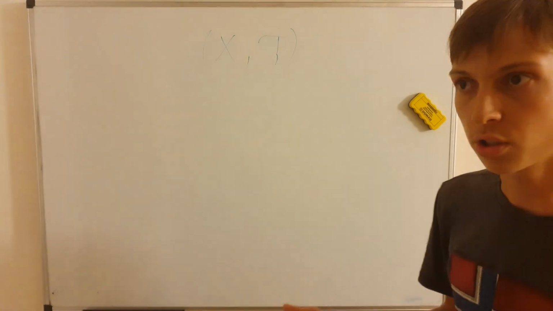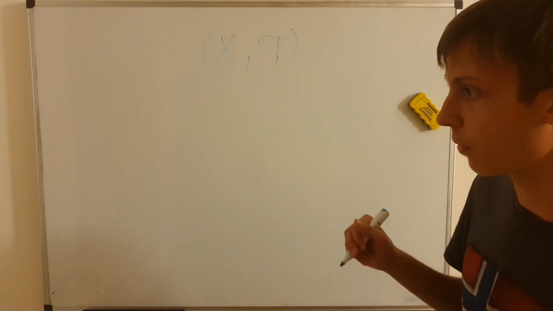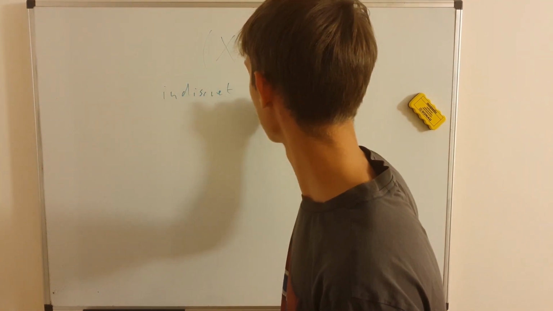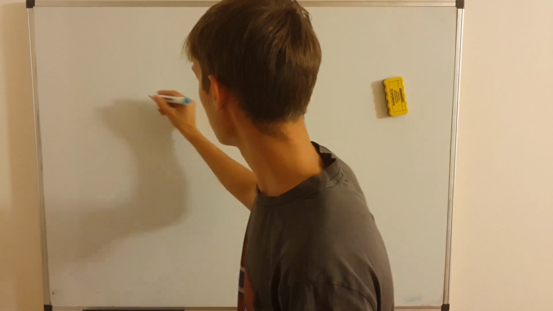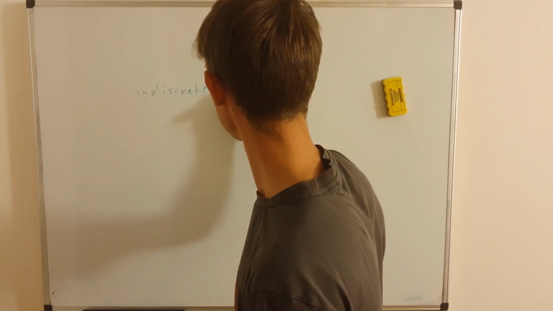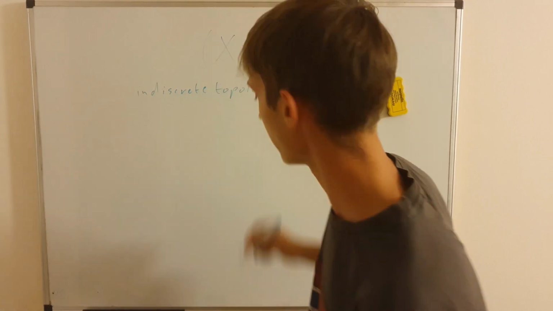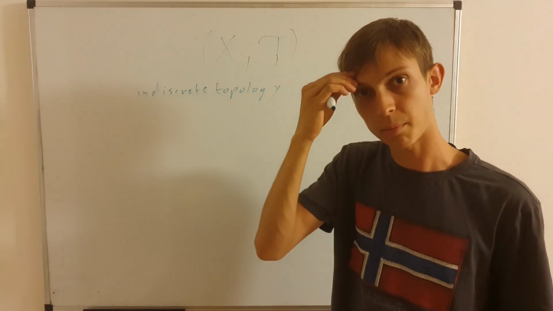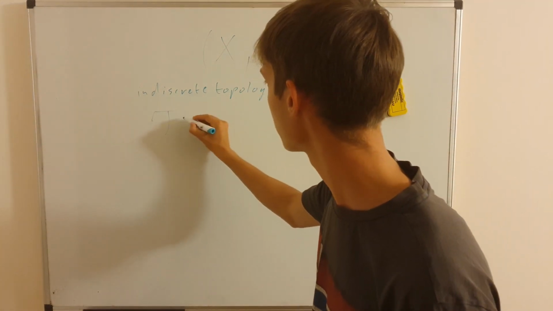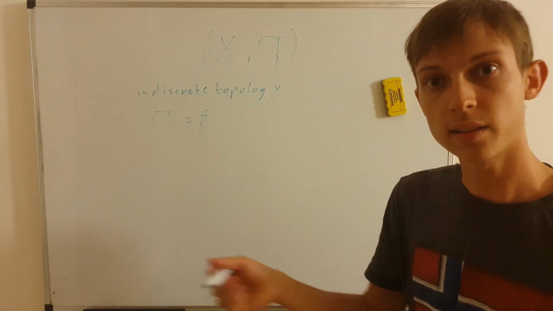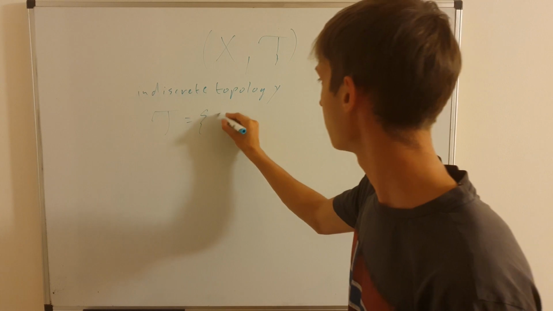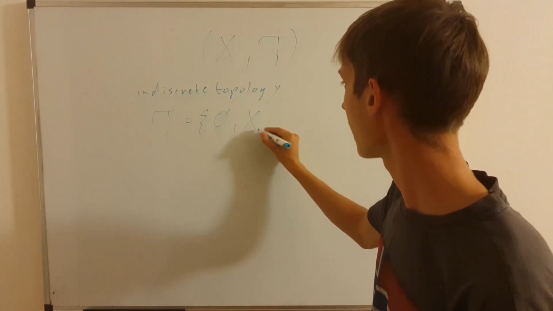Now, to satisfy these conditions, we could think about a very trivial example, and that's called the indiscrete topology. What it means is we can think of the very simplest example, namely that a topology consists of just the explicitly stated mandatory subsets. That means the empty set and then the set X itself.